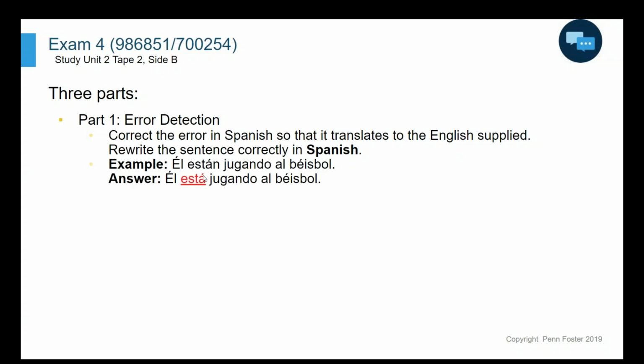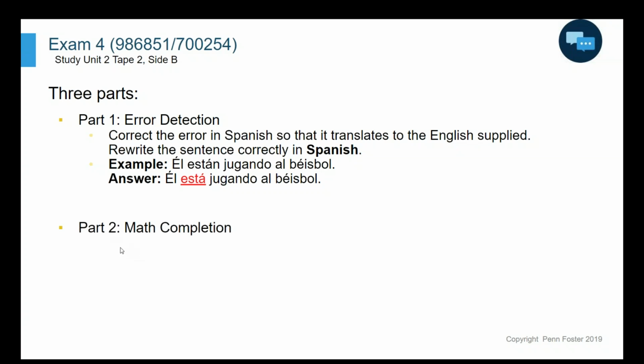So an example of that, if we said, "Él están jugando al béisbol," we see in the original sentence there, we have a problem with the verb because it's a plural verb. It does not agree with the singular subject of this sentence, él, which means he. So we have to change the plural verb to singular so that it agrees.